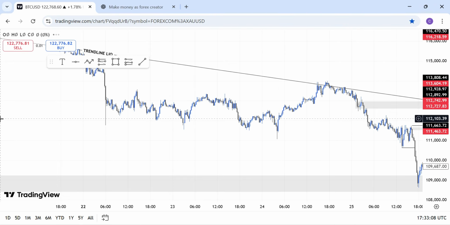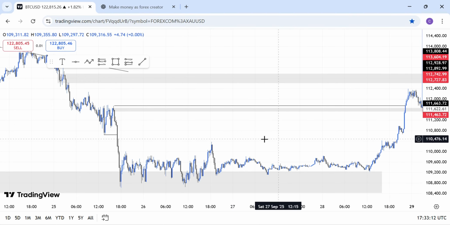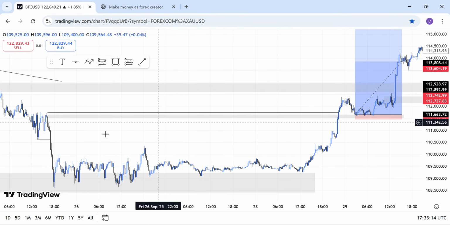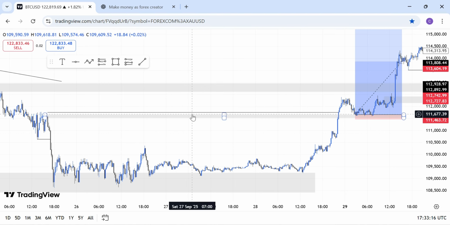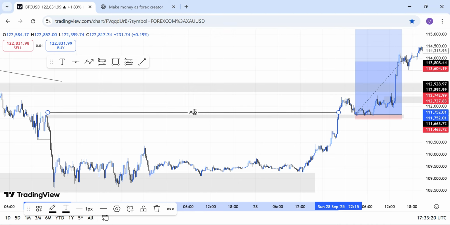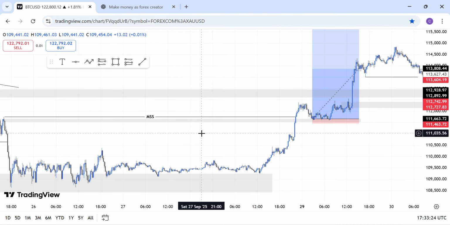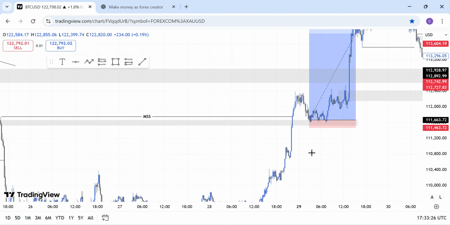Like the market was ranging for a long period of time. So after market broke this last high here, we had a market structure shift over here, which is MSS. Then after the MSS, the next thing is to look for my inducement. Then after the inducement, I can look for my POI.